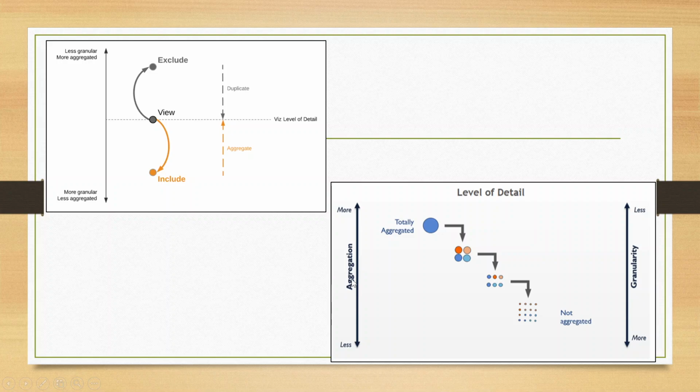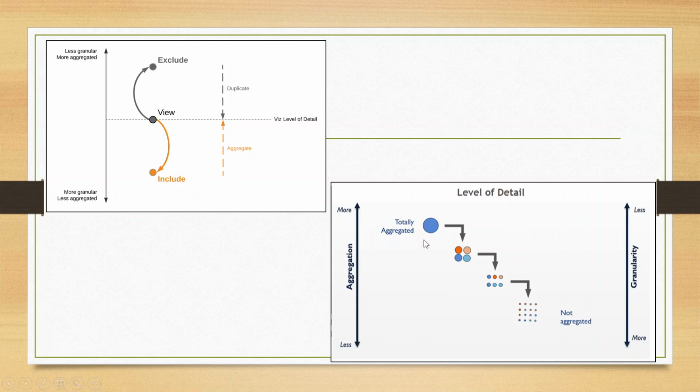The first axis, that is the aggregation axis, we are having more aggregation here and less aggregation. Quite opposite to it is granularity: less granular data and more granular data. So if you want more aggregation, the granularity should be reduced. If you want less aggregation, then the granularity should be increased.